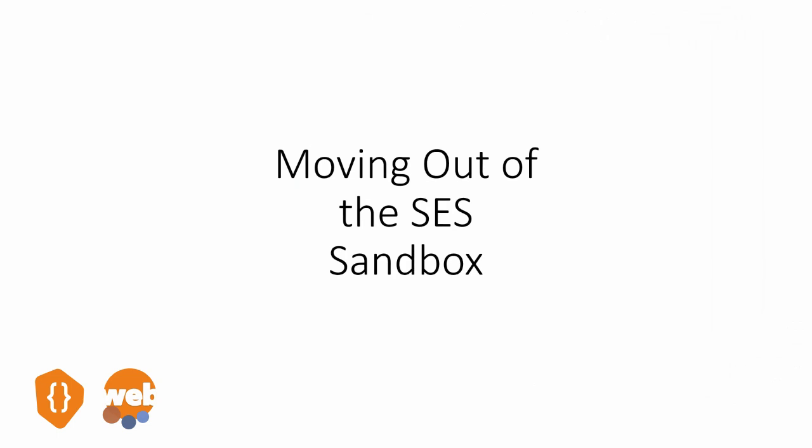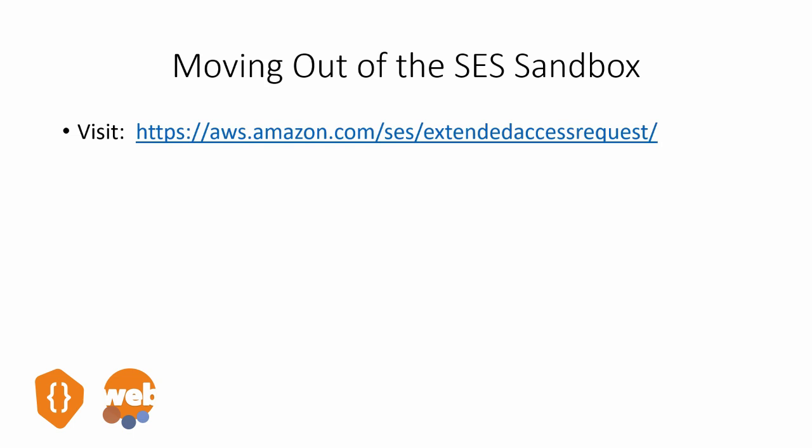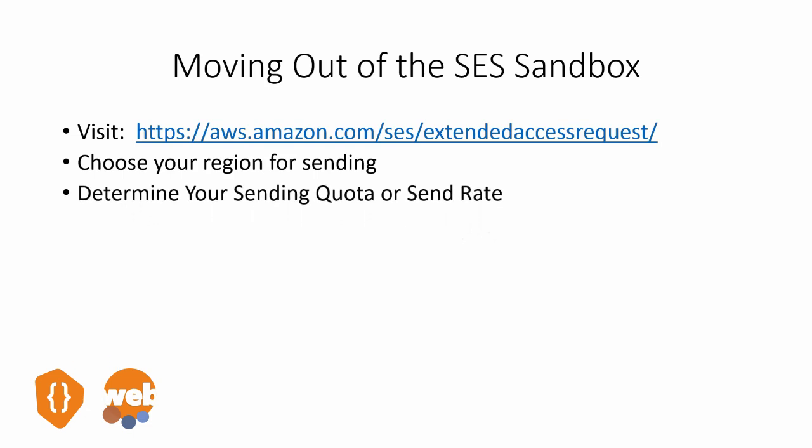In order to begin using Amazon SES, you are going to need to move out of the sandbox mode. And if you are still in, you are going to need to go through a few steps. First, you're going to need to visit this particular link. And this is where you're going to open up a request to move out of the SES sandbox. You're going to choose your region for sending. And then you're going to determine your sending quota or your send rate. You can actually request to be out of the sandbox and request a sending increase at the same time. So you can do that right here.